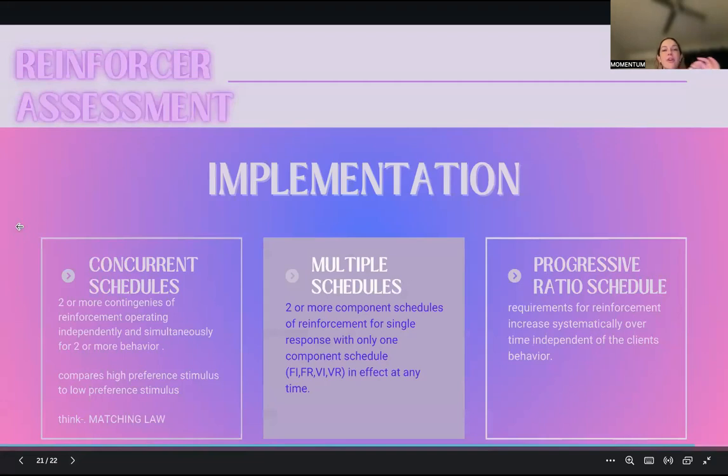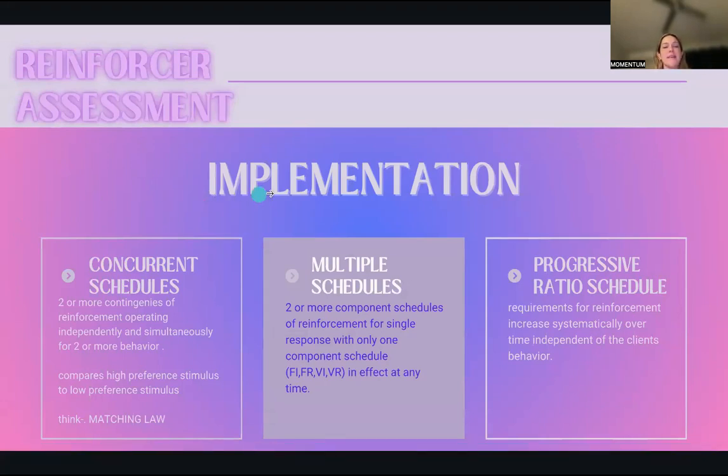Next, we have reinforcer assessments. As far as the implementation of it, we have concurrent schedules, multiple schedules, and then progressive ratio schedules. Concurrent schedules: it's 2 or more contingencies of reinforcement operating independently and simultaneously for 2 or more behaviors. Okay, this compares high preference stimulus to low preference stimulus.